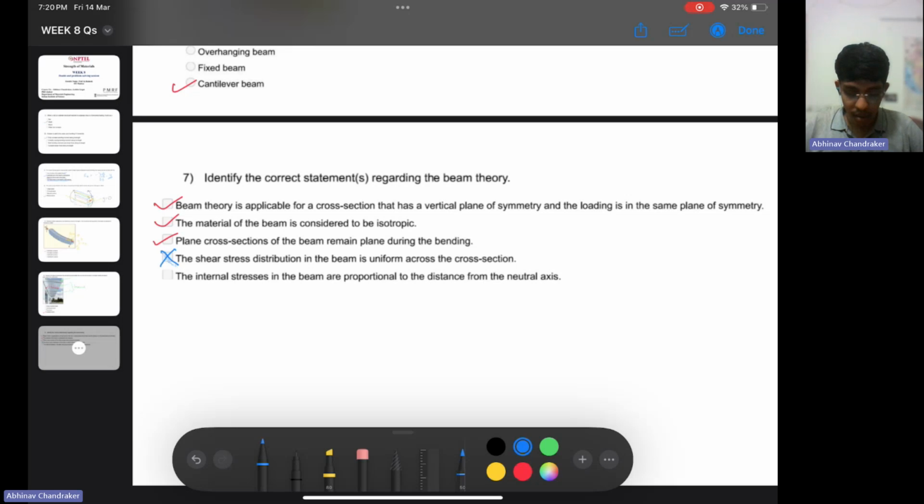Then internal stresses are proportional to the distance from the neutral axis. This is also true. We have seen that epsilon x is linearly proportional to the value of y, and the proportionality is minus of dou phi, the curvature, by dou s. So we have linear proportionality. This is also true.